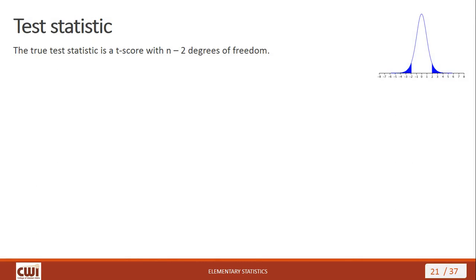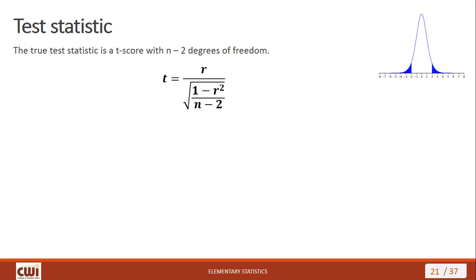When you're calculating your test statistic, up till now we've been using as a quote-unquote test statistic the linear correlation coefficient that we calculate. The true test statistic for a hypothesis test on linear correlation is a t-score with n-2 degrees of freedom. Notice this is a different calculation for degrees of freedom. Previously we always calculated degrees of freedom as 1 less than the sample size. Here we're using 2 less than the sample size.